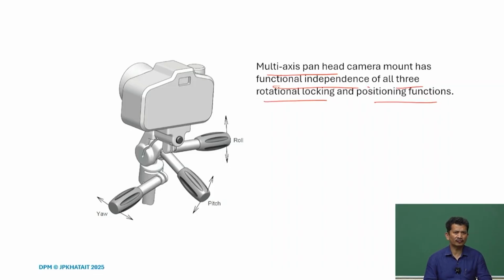In this case, we want to have all 3 rotations. We want to position one by one and lock it. So, we have this handle design. We want yaw motion, then we can move it that way. For pitching, we can have this motion, and similarly for roll, we can have this motion and achieve it.